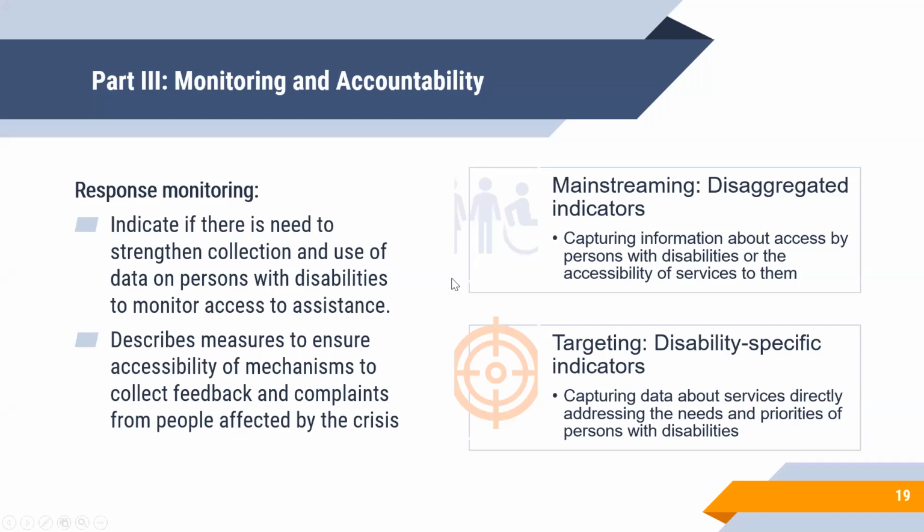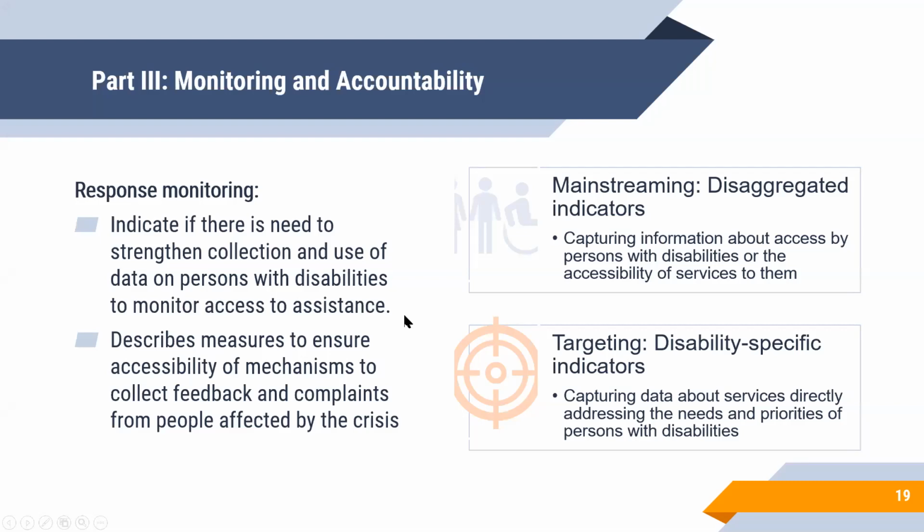Secondly, it's really important to describe how mechanisms for feedback and complaints can be made accessible to persons with disabilities. We're increasingly seeing in HRPs these broad references to ensuring accessibility of feedback and complaints mechanisms, which is great. And what we would really encourage is that there be some specificity around this. So for example, emphasising that there will be multiple mechanisms for feedback and complaints so that people with different impairment types are able to do that safely.